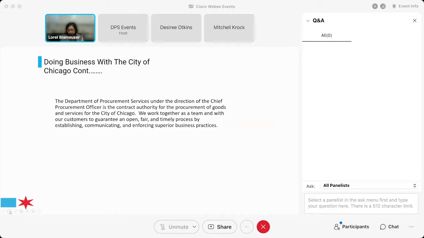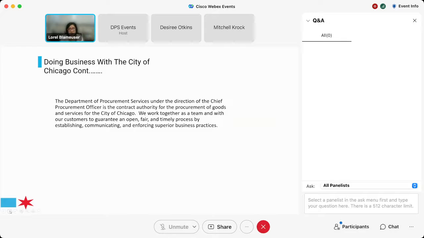The Department of Procurement Services, under the direction of the Chief Procurement Officer, is the contract authority for the procurement of goods and services for the City of Chicago. We work together as a team with our customers to guarantee an open, fair, and timely process by establishing, communicating, and enforcing superior business practices. Next slide.